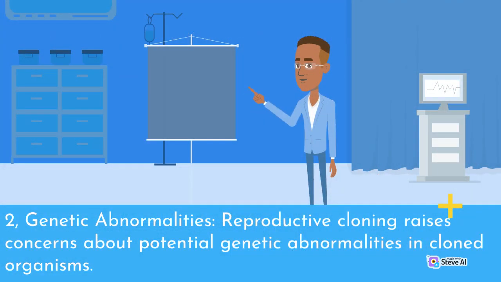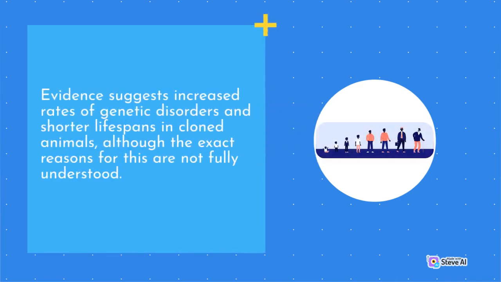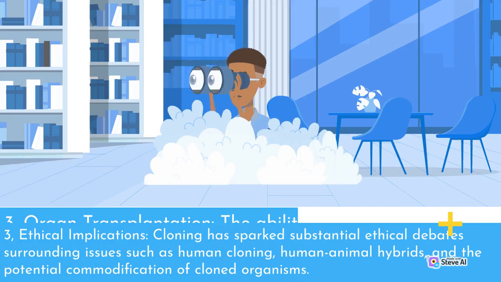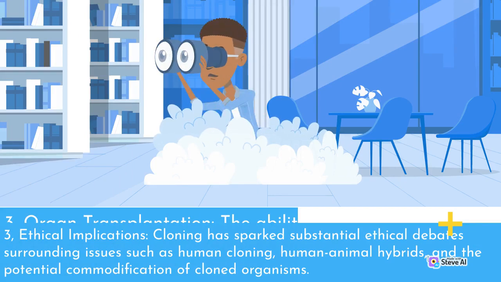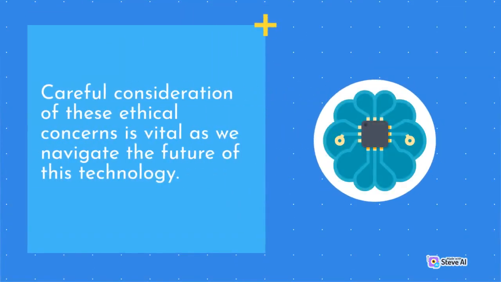2. Genetic abnormalities. Reproductive cloning raises concerns about potential genetic abnormalities in cloned organisms. Evidence suggests increased rates of genetic disorders and shorter lifespans in cloned animals, although the exact reasons for this are not fully understood. 3. Ethical implications. Cloning has sparked substantial ethical debates surrounding issues such as human cloning, human-animal hybrids, and the potential commodification of cloned organisms. Careful consideration of these ethical concerns is vital as we navigate the future of this technology.